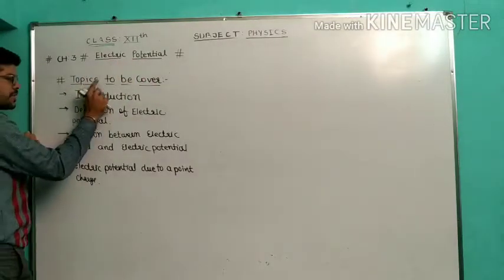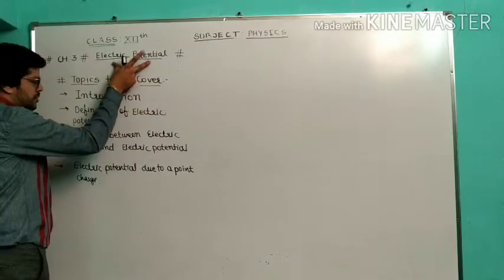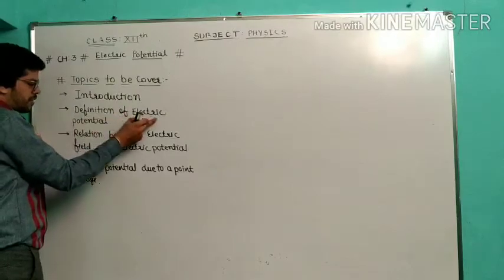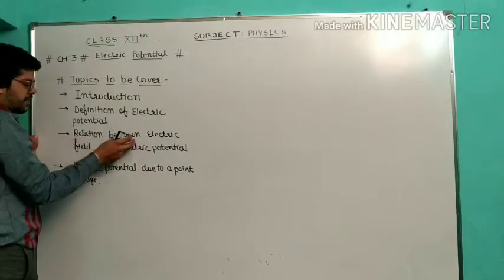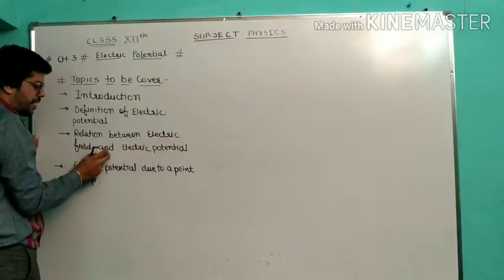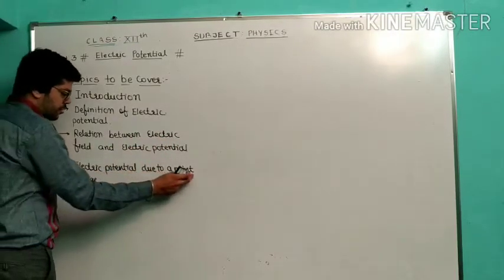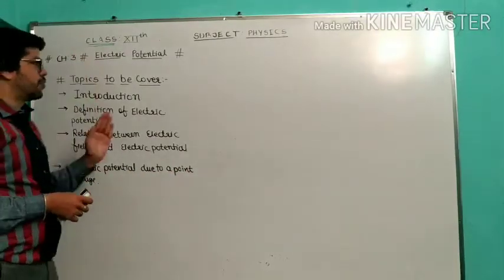What are the topics we are going to be covered today? Number 1, we have to just introduce it. What do you mean by this? And then after introduction, we will tell you the definition of electric potential. Third one is we will find out the relation between electric field and electric potential. And fourth one, electric potential due to a point charge we have to find out. These are the 4 topics today we are going to be covered.